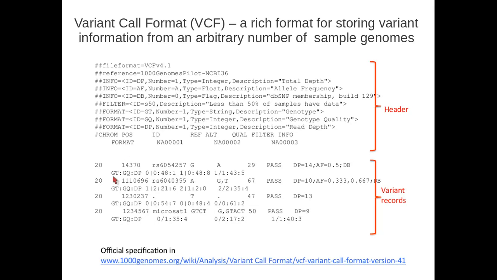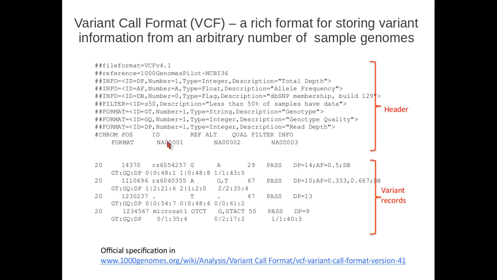Importantly is the format. So the format column here tells you what values are in each sample's column. VCF is 9 columns of data, plus however many sample genomes are in your data set. This one has 3, so it's 1, 2, 3, 4, 5, 6, 7, 8, 9 columns, followed by the 3 sample genomes. So the format field here is GT, GQ, and DP. That's telling us that there are 3 subfields in the sample genomes.